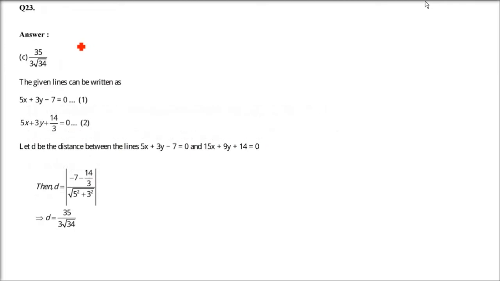This is question number 23. The distance between these two lines. Now these two lines are parallel, as you can see. The 5x, 3y is common. Only C1, C2 is different. So we know the formula: C1 minus C2 by under root a square plus b square. So -7 minus 14 by 3 divided by under root 5 square plus 3 square, you will get 35 by 3 root 34.